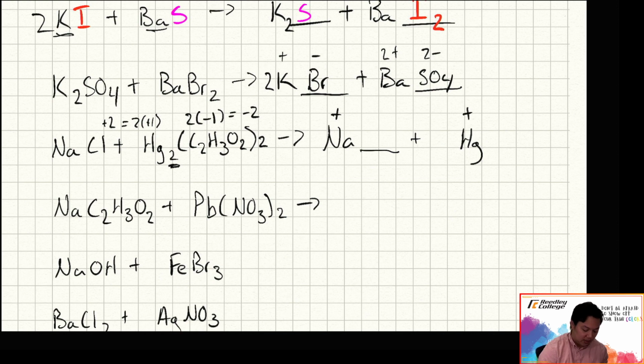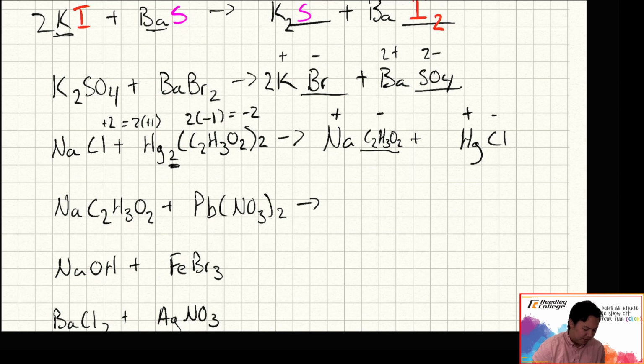And now we swap our anions. So sodium is going to get C2H3O2, or acetate, and mercury is going to get chlorine. We've just taken those and swapped them. So then we can look at the charges here, and we'll see that the charges of our products are balanced.